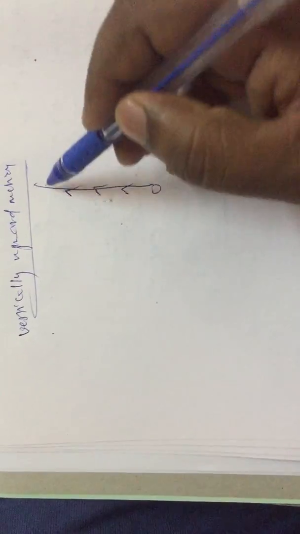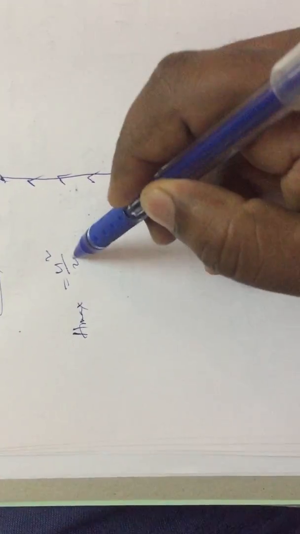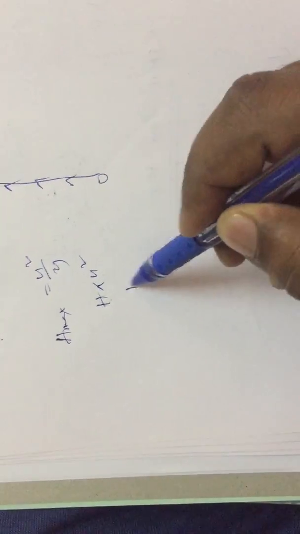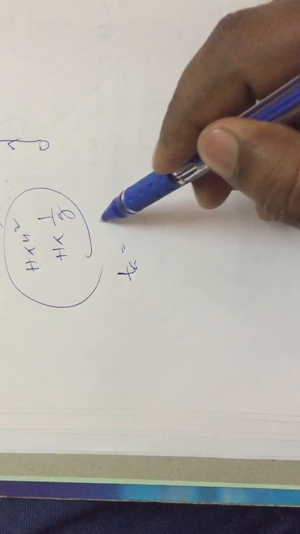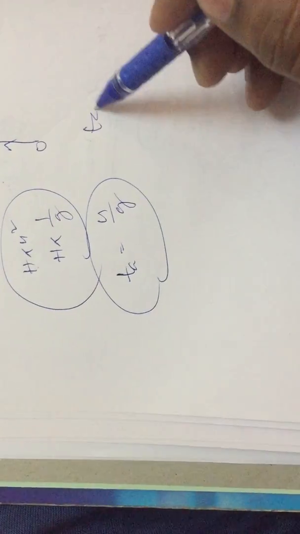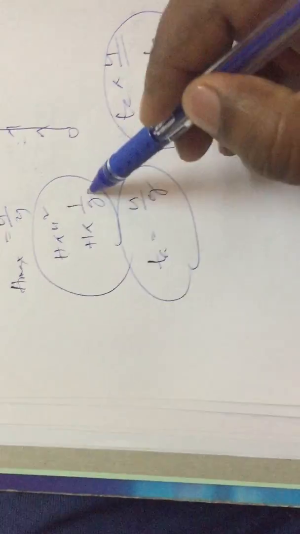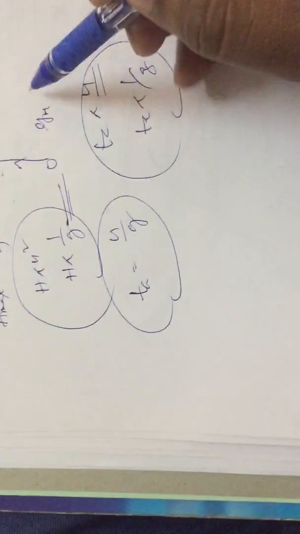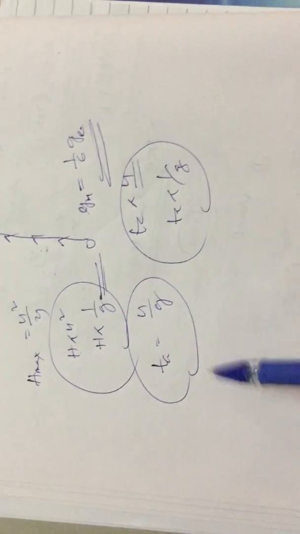Vertically upward motion. In vertically upward motion, one of the very important points which you need to remember: h max equals u square by 2g, and h is proportional to u square, h is proportional to 1 by g. This you need to remember. Time of ascent equals u by g. That means time of ascent is proportional to u. Time of ascent is inversely proportional to g. Why am I saying inversely proportional to g? g on the moon equals 1 by 6 times g on earth. Sometimes they will ask questions like this also.